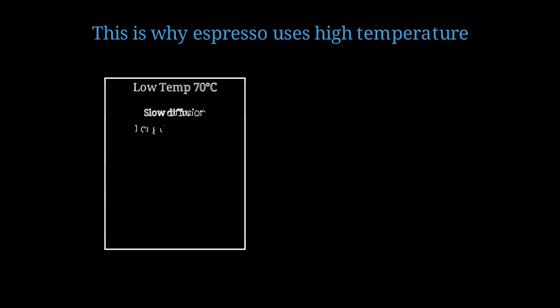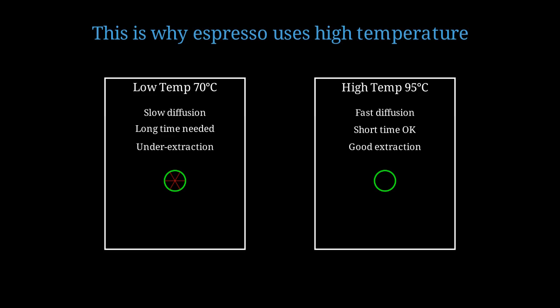This is why espresso machines operate at 90 to 96 degrees Celsius. The high temperature accelerates extraction, allowing short contact times of 25 to 30 seconds. At low temperature, diffusion is slow and we need much longer extraction times. At high temperature, diffusion is rapid and we can extract efficiently in 25 seconds.